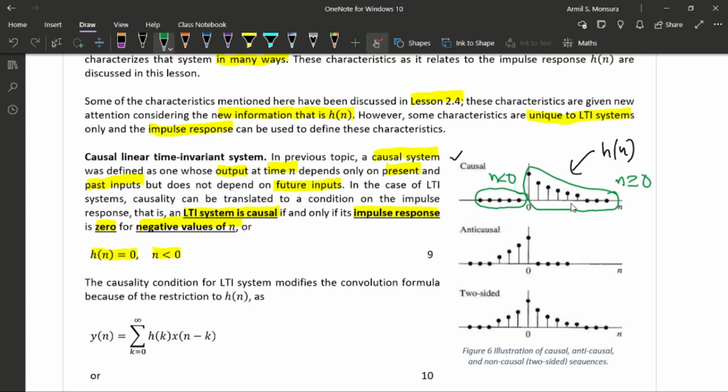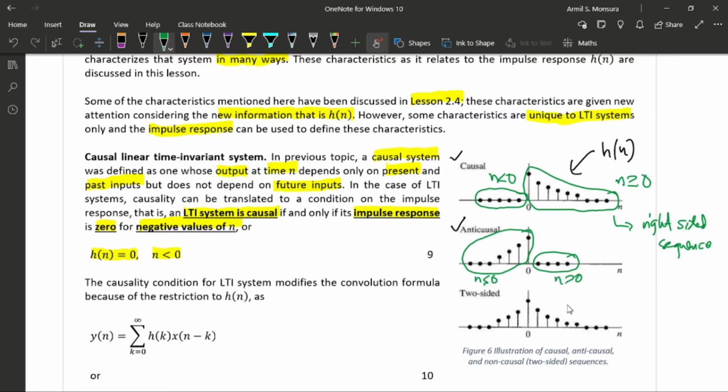But if this sequence is actually an impulse response sequence, then this is how the impulse response looks for a causal LTI system. We call this a right-sided sequence for obvious reasons. Now, we also have the anti-causal sequence, which is non-zero for negative n and 0 for positive n.